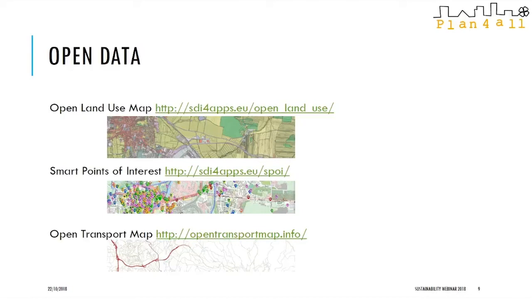Smart Points of Interest is the biggest open database of harmonized points of interest in the world. And Open Transport Map is a transport map for navigation, for routing, and it's based on OpenStreetMap, but it includes some additional features such as visualization of traffic.